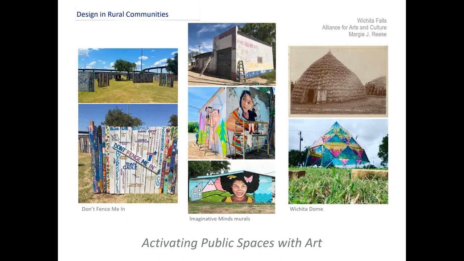And we don't consider these projects to be public art projects. These are projects that have resulted in art in public spaces. But the Don't Fence Me In project, the gas station, and then the Wichita Dome are just a few examples of how low-level work, low-hanging fruit kind of work, can result in major shifts and changes in a community. Next slide.